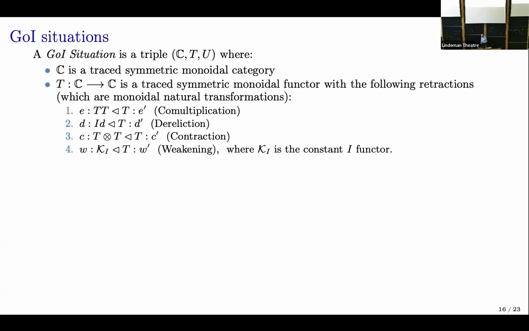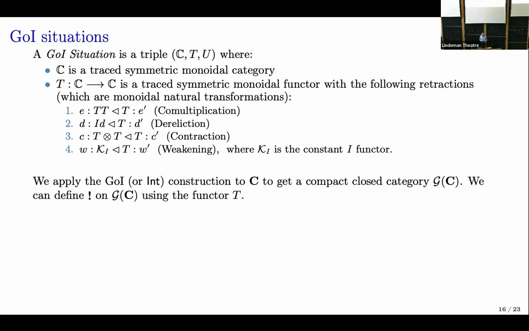Okay, so now what's a GOI situation? It's going to be a trace symmetric monoidal category. That's going to take care of the multiplicative part. And now we introduce an endofunctor with some things that look to have the right kind of shape to be able to handle co-multiplication, dereliction, particularly contraction and weakening, the copying and discarding of things that you need with respect to the bang. But these are only given as retractions.